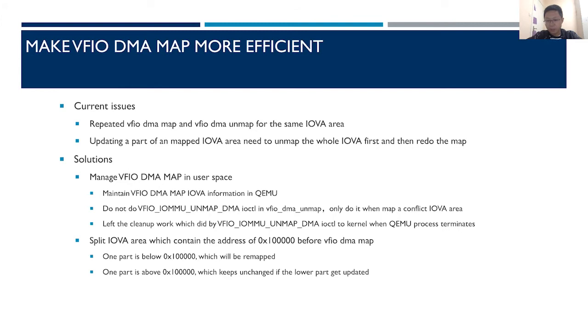As a solution, the IOVA area is split into two parts. One part is below 1 mega, and the other part is above 1 mega. It can prevent the high part of the IOVA area from being unmapped for modifications to the low part.